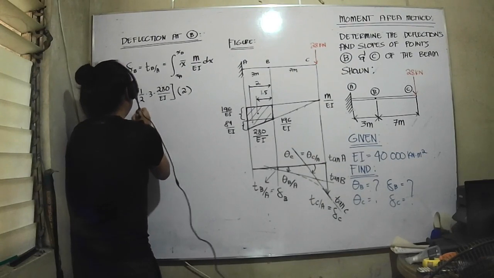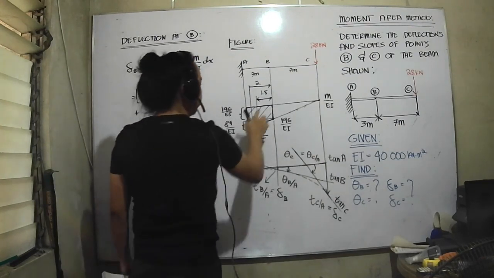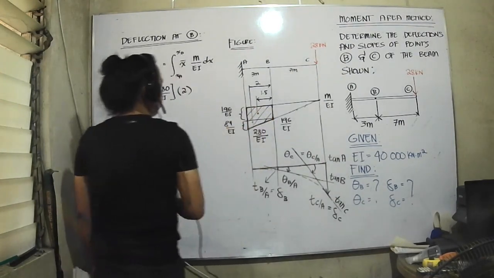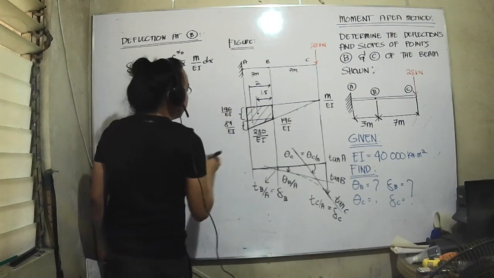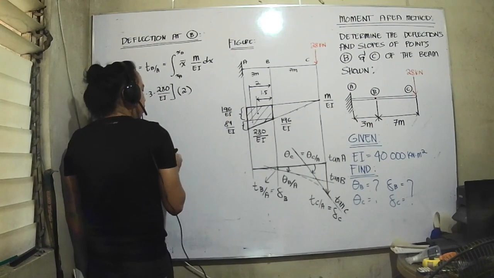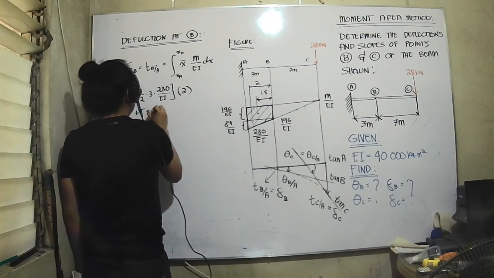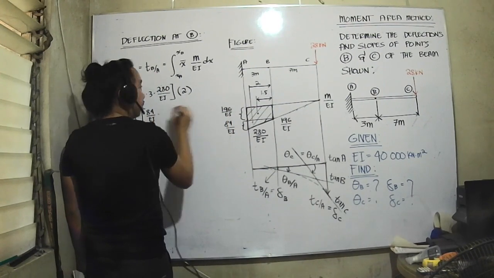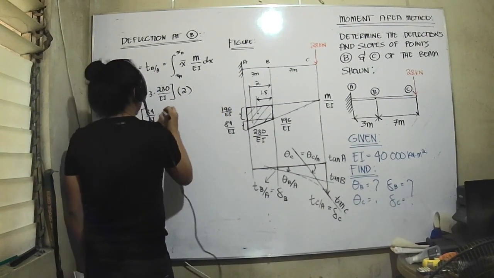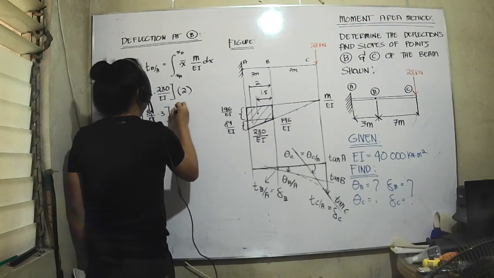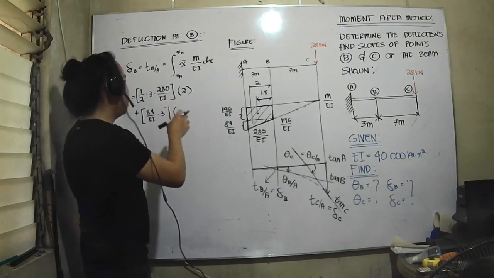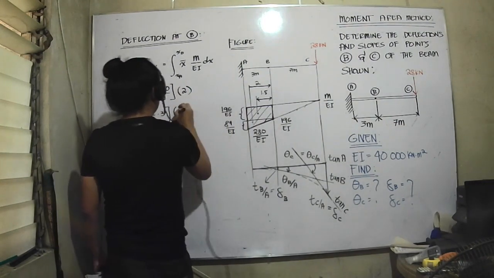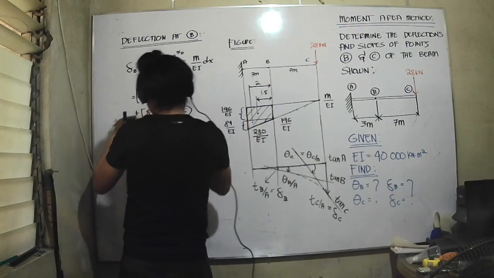Now, I will add the rectangle. The area of a rectangle is equal to base times height, so 84 over EI times the base, which is equal to 3. Then the moment arm is equal to 1.5.